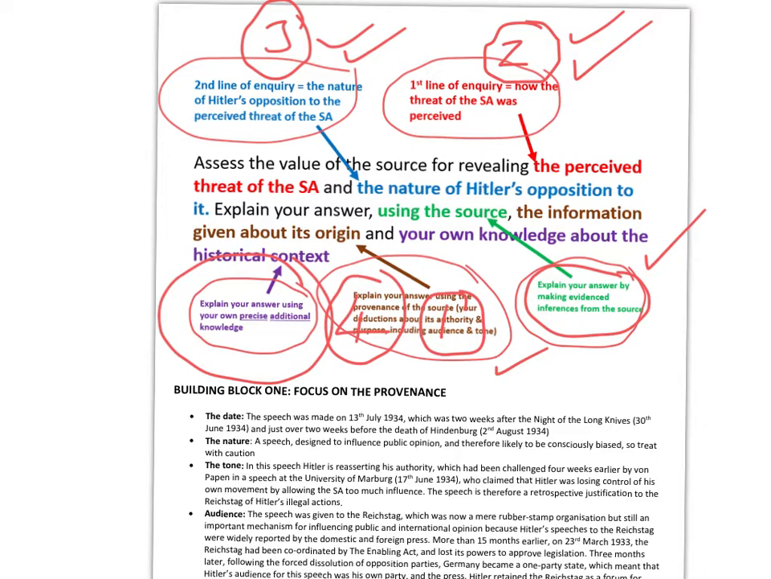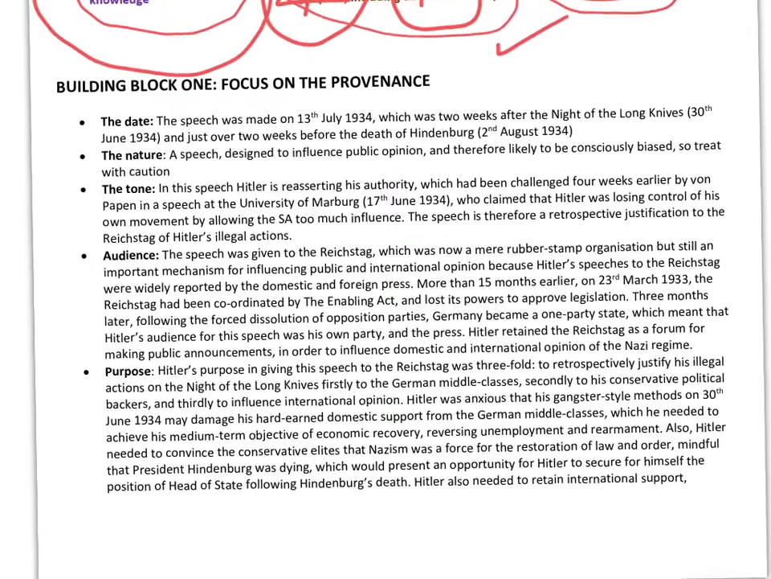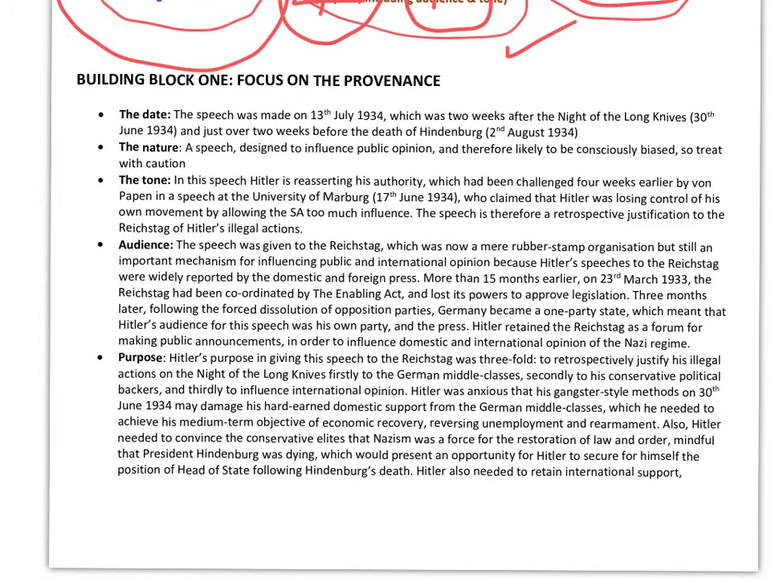So the rest of the plan then, just move down, gives you the sort of information. Now this is the bit where you probably want to pause the video and just read this, and then play the video while I highlight some of the key points. So that first building block of your answer is all about the provenance. It's the bit where you're asked to consider the 2 lines of inquiry by focusing in on the nature of the source, the information given about the origin of the source.